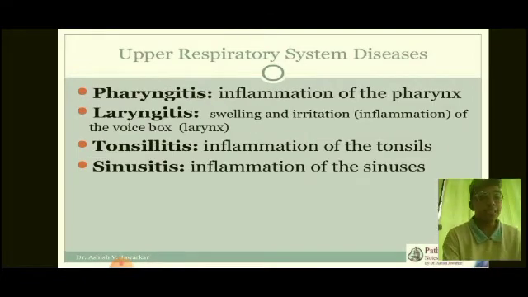These are some upper respiratory diseases: pharyngitis, or the inflammation of the pharynx; laryngitis, or swelling, irritation or inflammation of the voice box or the larynx; tonsillitis, which is an inflammation of the tonsils; and sinusitis, which is the inflammation of the sinuses.